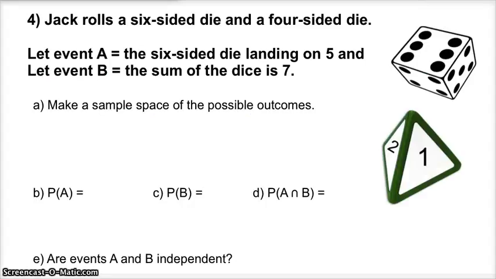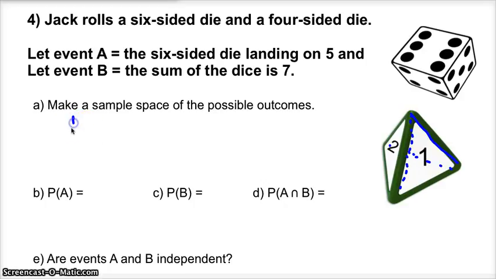All right, last one. It says Jack rolls a 6-sided die and a 4-sided die. So here's a 6-sided die, it's a cube. A 4-sided die is a triangular prism. There's 1, 2, the third side is back here if you can kind of picture it. And then there's one more at the bottom. So there are 4 faces. Make a sample space of the possible outcomes.